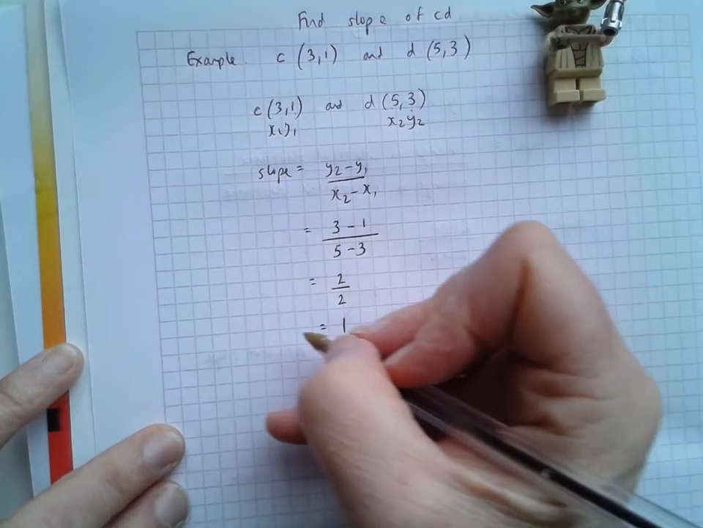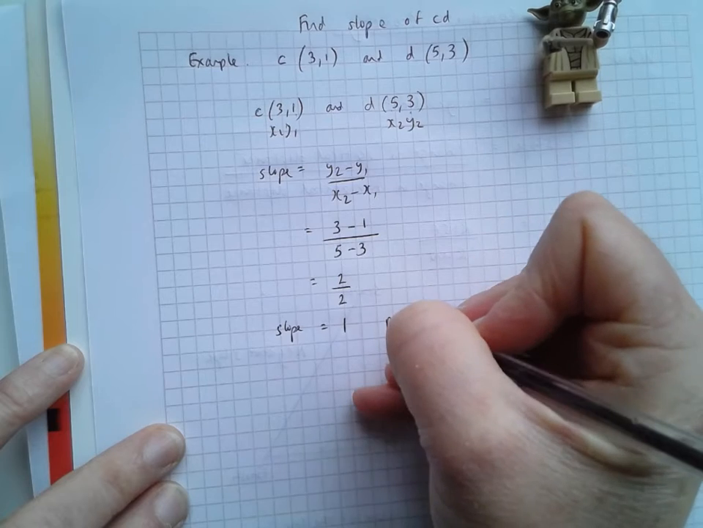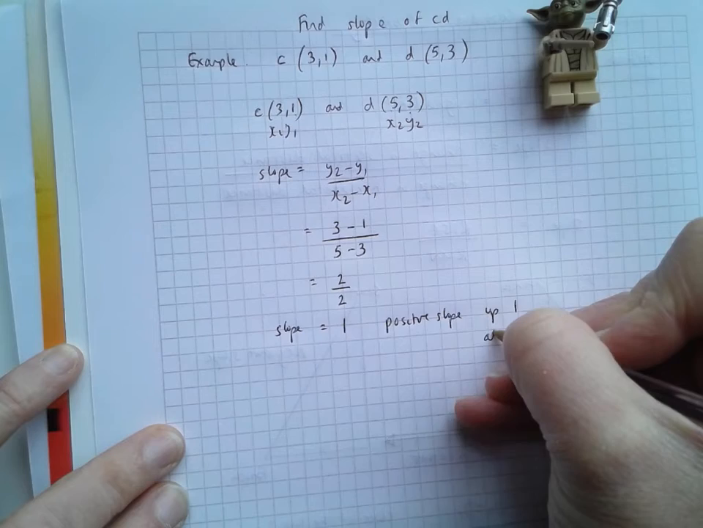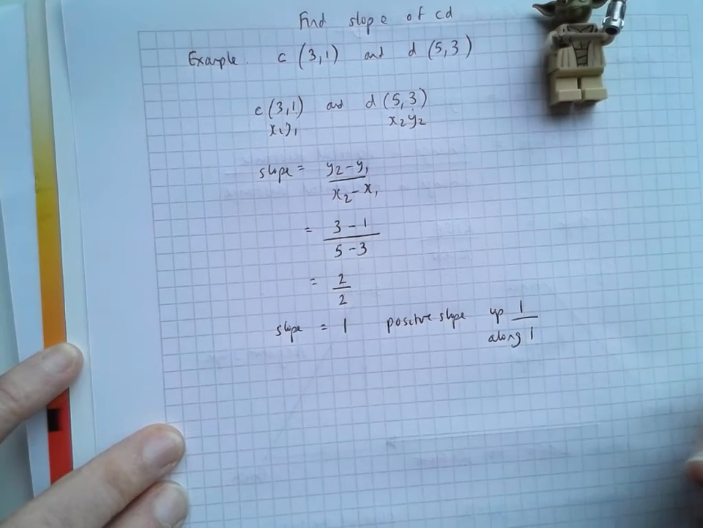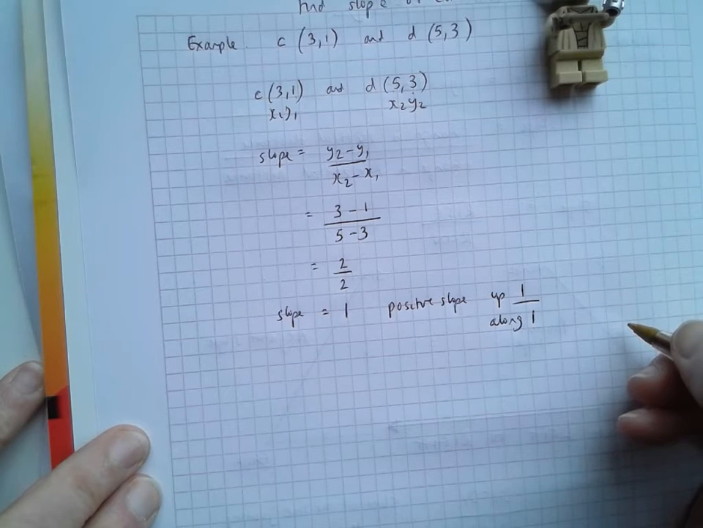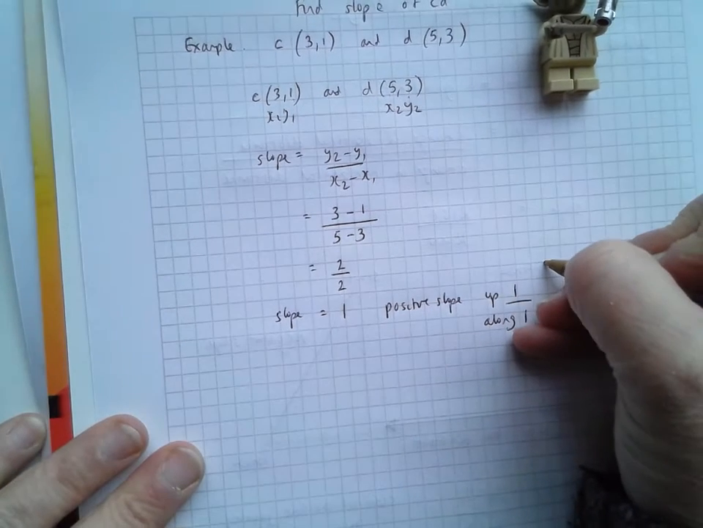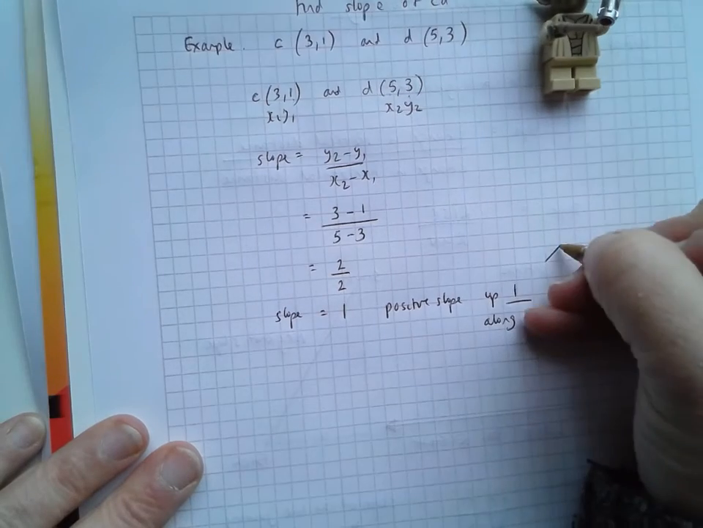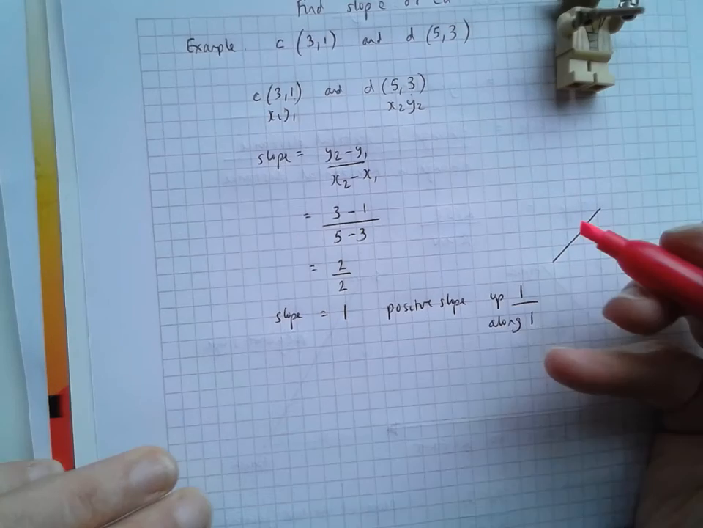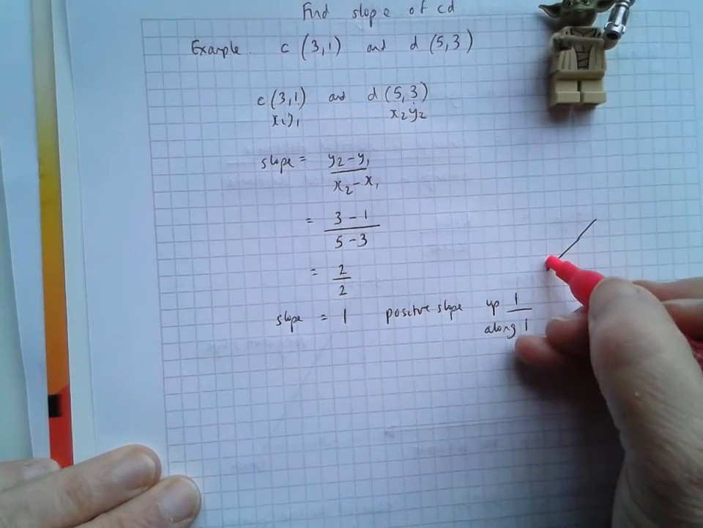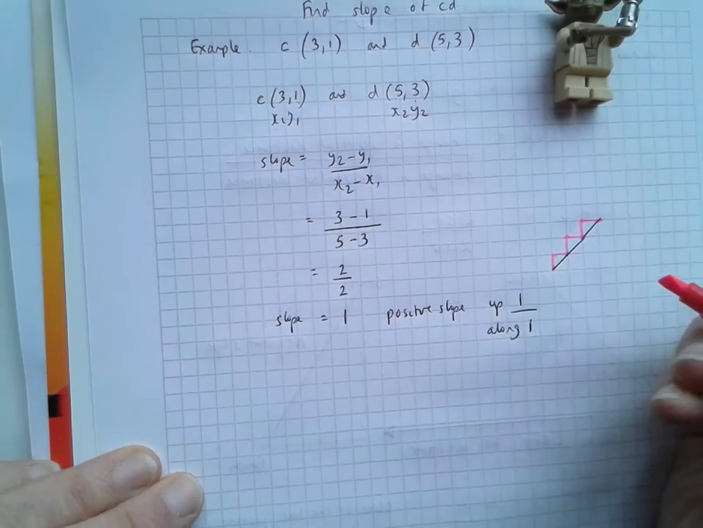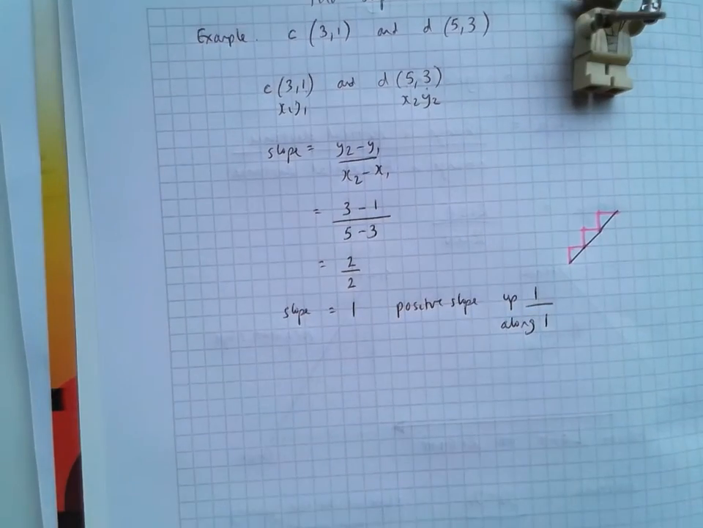So what does that mean? That's a positive slope. It means we went up 1 for every 1 we went along. Okay, what would that look like? That would look a bit like that line there. If you can notice, for every 1 we go up, we're going along 1 as well. So up 1, along 1, up 1, along 1, up 1, along 1. Okay, what's the next example?